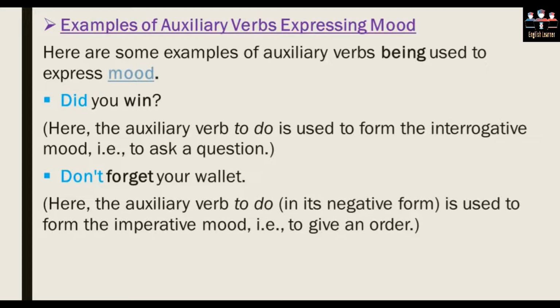Example number 2, don't forget your wallet. In this example, the auxiliary verb to do in its negative form is used to form the imperative mood. Imperative means the mood in which an order is given.